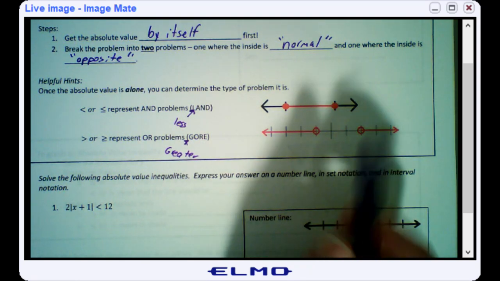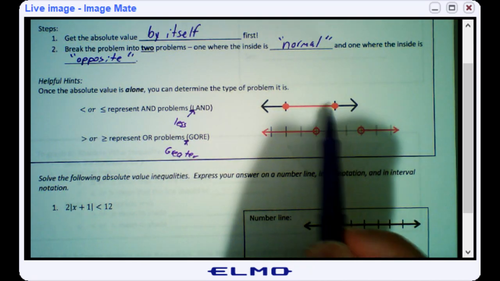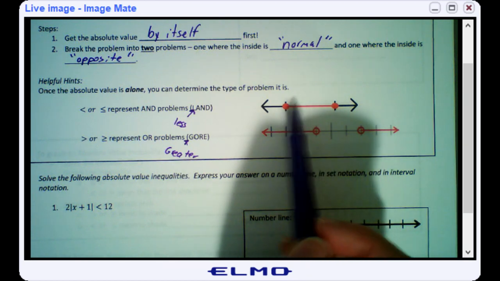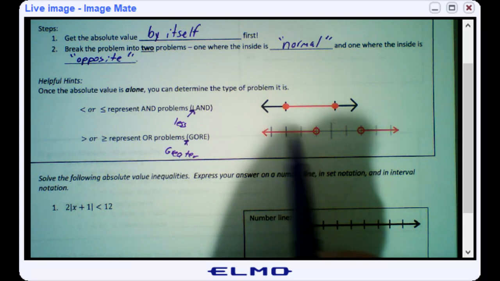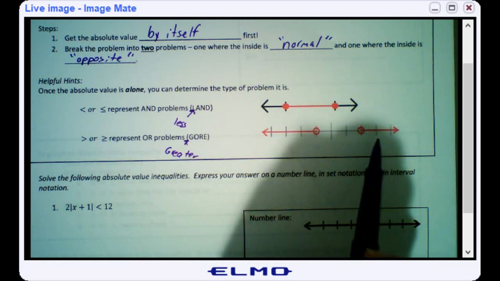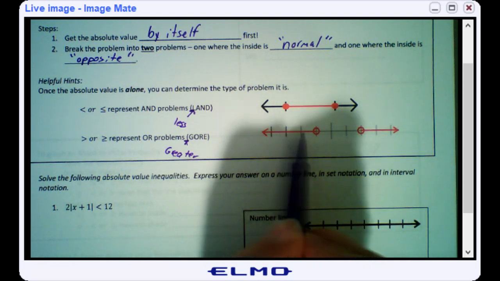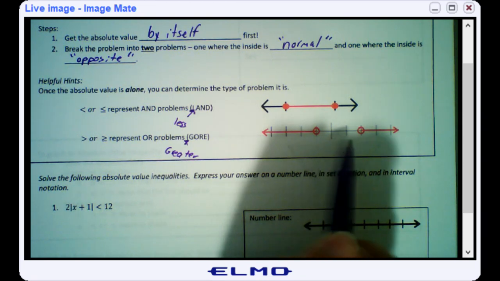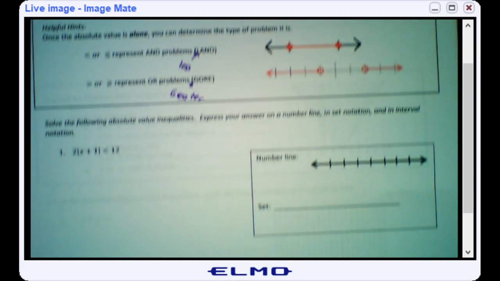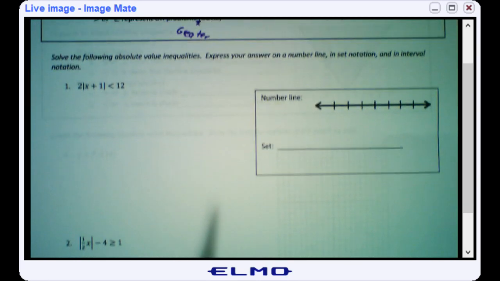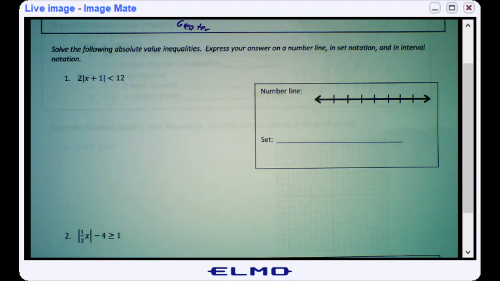So again, remember, and problems, we're looking for the overlap, so they need to be on top of each other, where they both are true. Or problems, they're usually pointing away from each other. It's kind of like an Oreo. So the outside, and then there's nothing in the middle. There are exceptions to both, but that's the general rule. So we're going to start by solving the absolute value inequalities, and then we're going to represent our answer on a number line and in set notation.